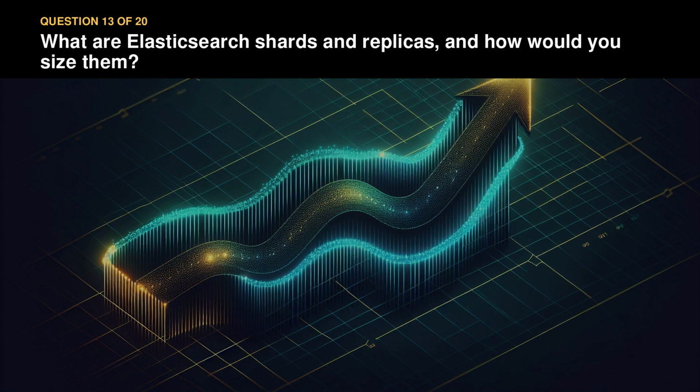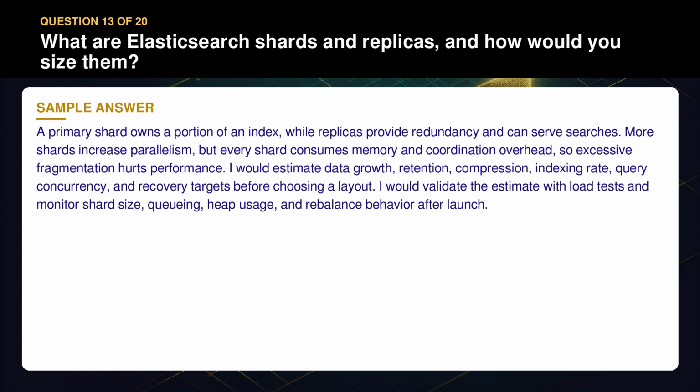Question 13. What are Elasticsearch shards and replicas, and how would you size them? A primary shard owns a portion of an index, while replicas provide redundancy and serve searches. More shards increase parallelism, but every shard consumes memory and coordination overhead, so excessive fragmentation hurts performance.